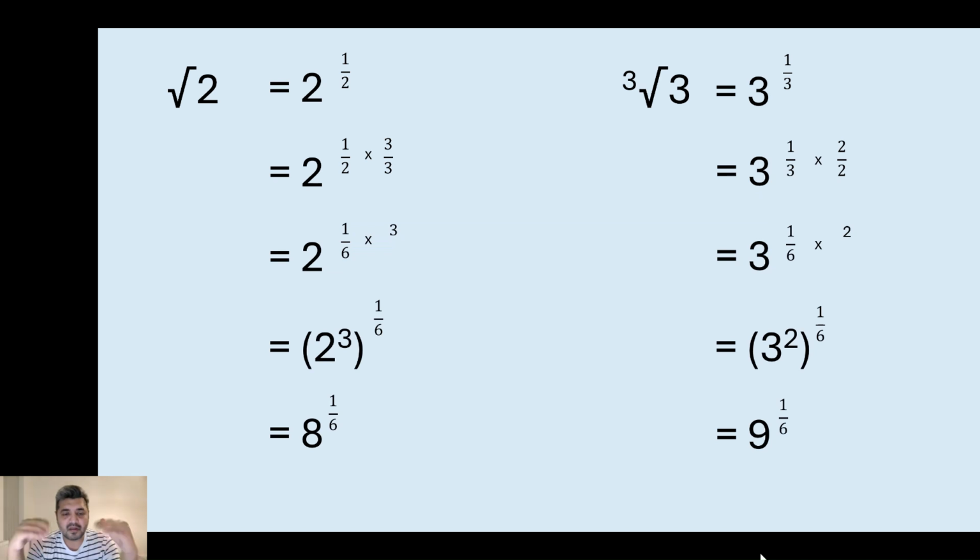So we have finally come to the step where the bases are different and the exponents are the same. Looking at the bases, 9 is greater than 8, so my right hand side, that is cube root of 3, will be greater than square root of 2.